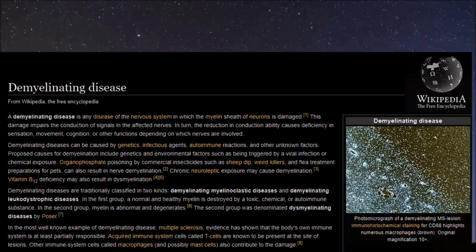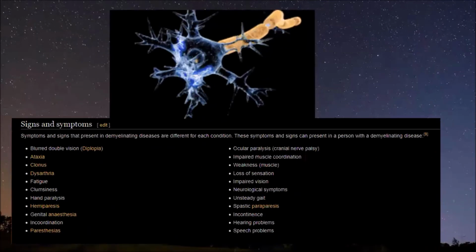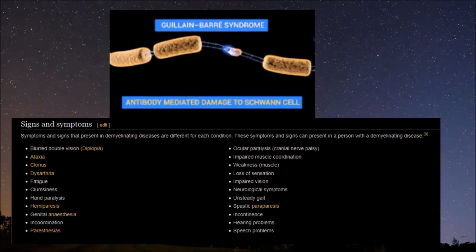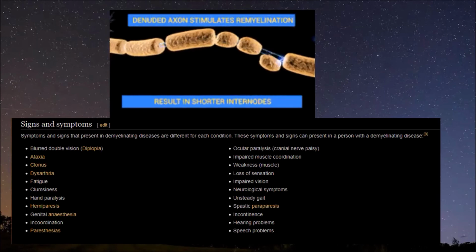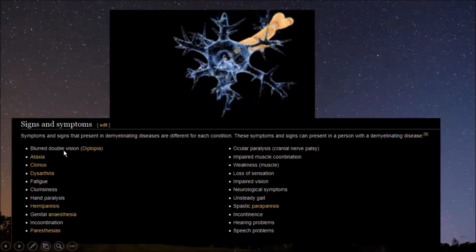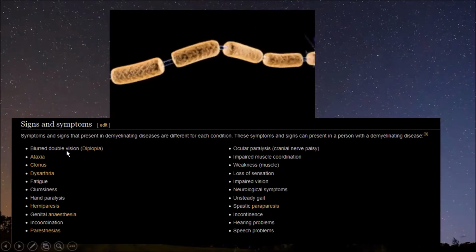So here we go, Wikipedia again, looking at demyelinating disease caused by genetics, infectious agents, autoimmune, and other factors. Here's like insecticides. Vitamin B12 deficiency causes dysmyelination, it says there. And here comes one, Guillain-Barré syndrome, where you have damage and that results in tingling and loss of coordination. Look at all the things that are going on in demyelination. You can have blurred vision. Demyelination can be the source of it.